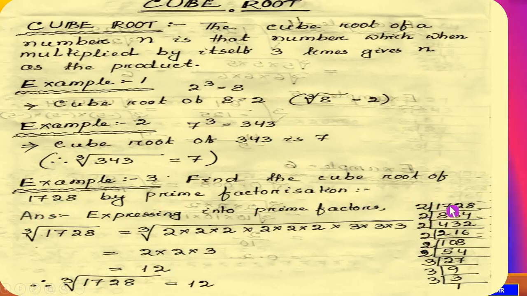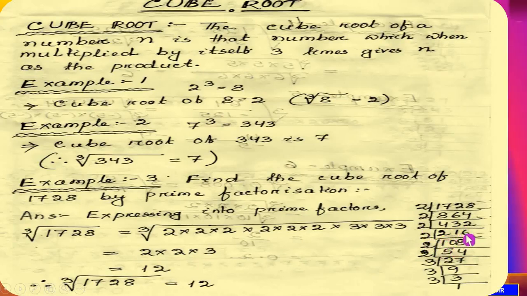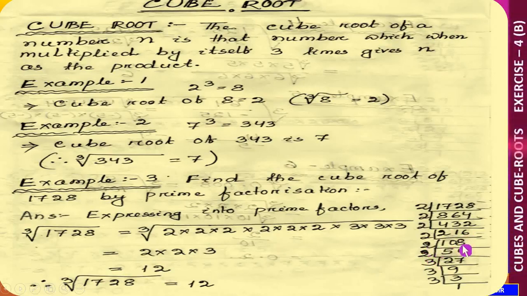Look here, 1728. The unit place is 8, so it is divisible by 2. 2 8s are 16, 2 6s are 12, 2 4s are 8, then 2 4s are 8, 2 3s are 6, 2 2s are 4, then 2 2s are 4, 2 1s are 2, 1 2 12, 2 6s are 12. Again the unit place is 6, so 2 1s are 2, 16 cannot be divided directly, so 2 0s are 0, then 2 8s are 16. Then again the unit place is 8, so 2 5s are 10, then 2 4s are 8. Then 4 is in the unit place, so 2 2s are 4, 2 7s are 14.